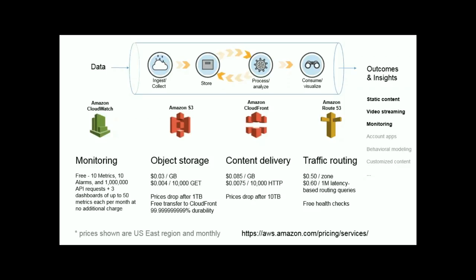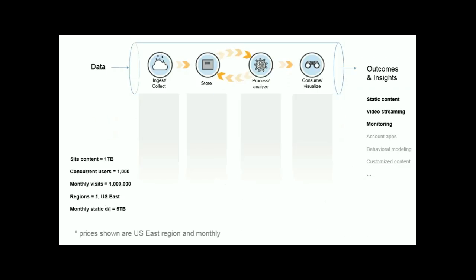For content delivery, Amazon CloudFront, so the CDN, and you can see the pricing here, about 8.5 cents per gig per month. And for traffic routing, you have Route 53. So these are really the core services for being able to take load off of your web server.